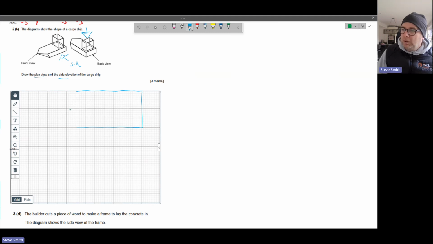Then the pointy bit. I'm going to go 2 squares from the pointy bit. And then I've got that little bit at the back, the bit where the captain sleeps. I'm going to go half a square, half a square, half a square. That's a bit wonky, but generally, looking from above, that's what you see.